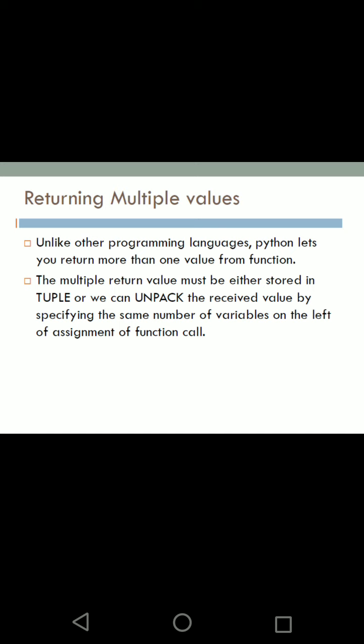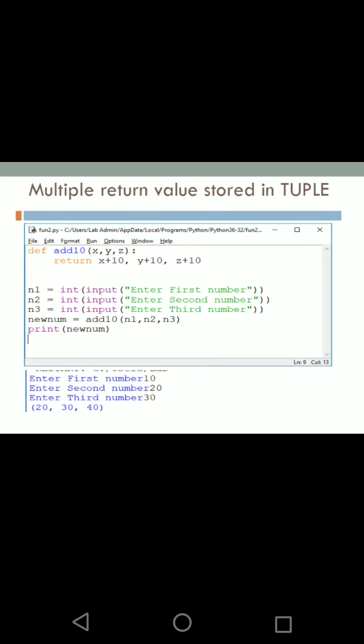And returning multiple values. See, we said that the functions will be returning a value. But unlike other programming languages, Python gives you the flexibility to return multiple values in a single return statement. The multiple return values that are returned are actually stored as a tuple, or we can unpack the received value by specifying the same number of variables also. We can see that with the help of an example.